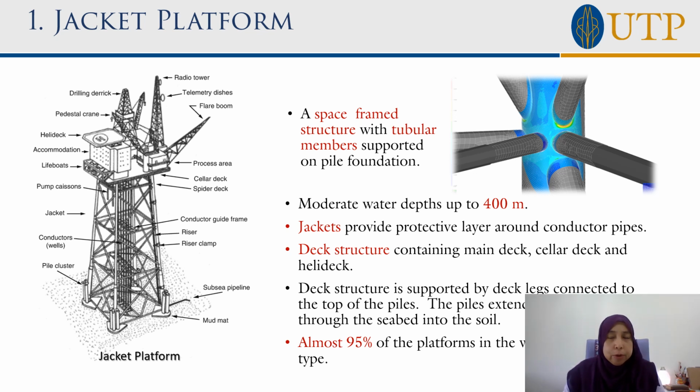The jacket platform is one of the earliest, one of the oldest structures being built. They are normally built from tubular, circular structures, as you can see in the upper figure here. They can be used up to 400 meters of water depth, and they have different compartments, namely the jacket and the deck structure. Almost 95% of the platforms in the world are of this jacket platform type.